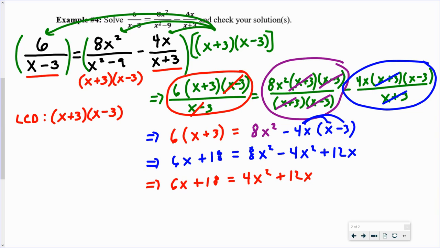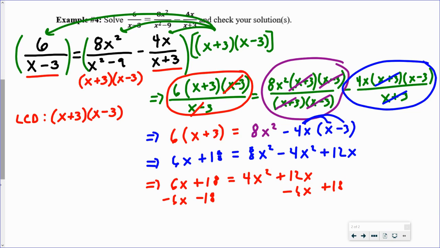All right. So now what I'm going to do is move everything over to the right-hand side of the equation to set this equal to 0. So we'll subtract the 6x from both sides and the 18, so we can zero out the left-hand side. And actually, I'm going to move that over here. So subtract 6x and then plus an 18.